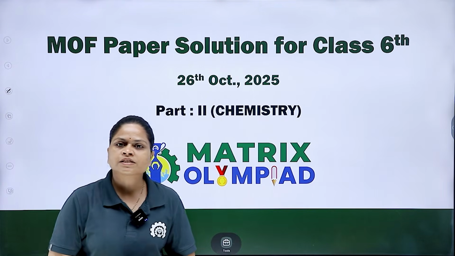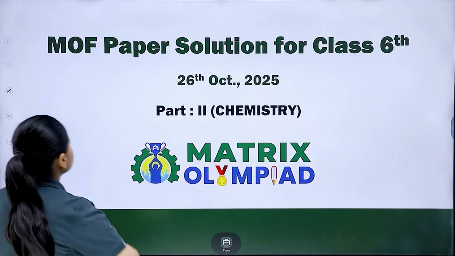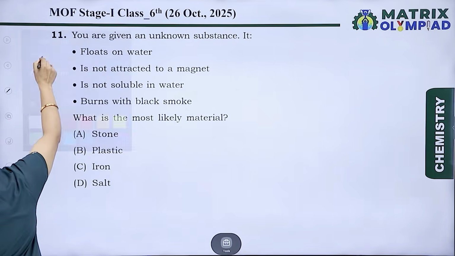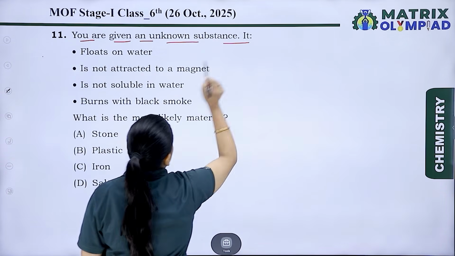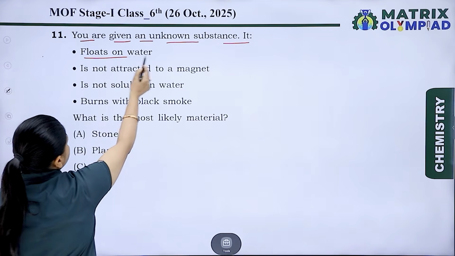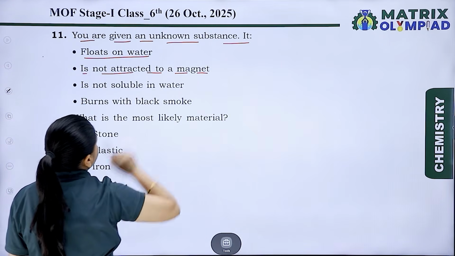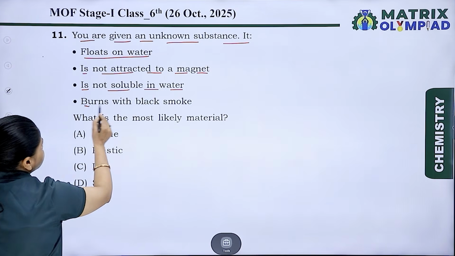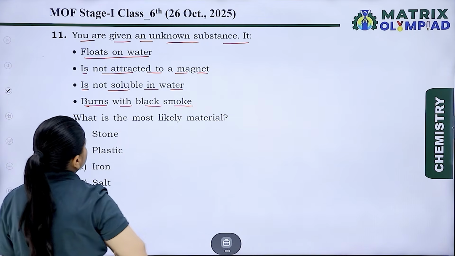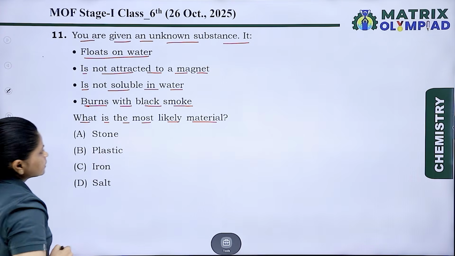Hello everyone. Now we are going to discuss part 2 chemistry for class 6th. Let's discuss with the questions. You are given an unknown substance. It floats on water. It is not attracted to a magnet. It is not soluble in water. It burns with black smoke. What is the most likely material?